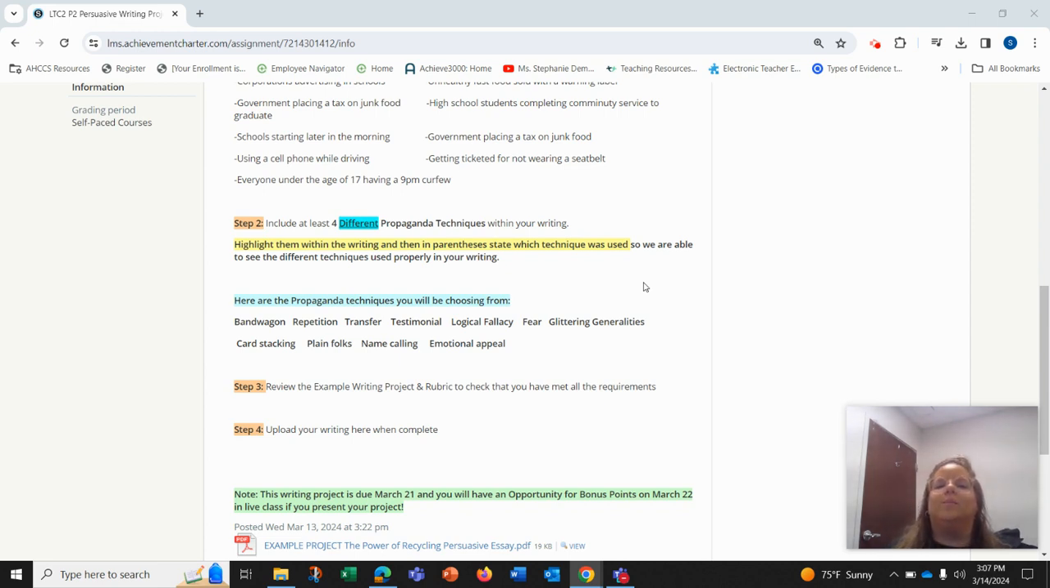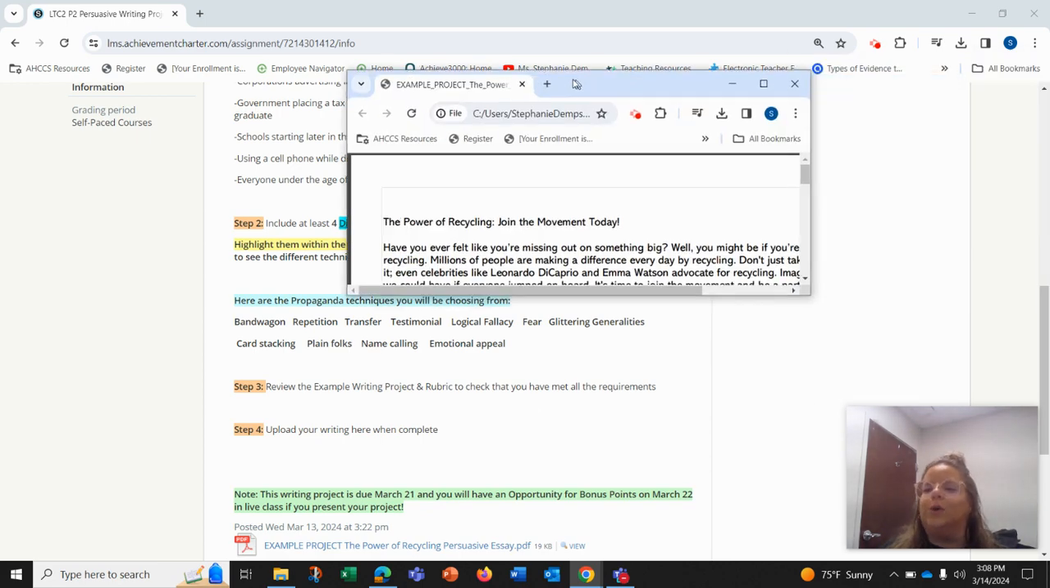So the writing propaganda techniques you'll be choosing from are bandwagon, repetition, transfer, testimonial, logical fallacy, fear, glittering generalities, card stacking, plain folks, name calling, and emotional appeal. Now you need to have 4 different ones used throughout those 3 body paragraphs in your writing. Step 3 is to review the example writing project and rubric and check that you've met all requirements. And step 4 is to upload your writing here when complete.